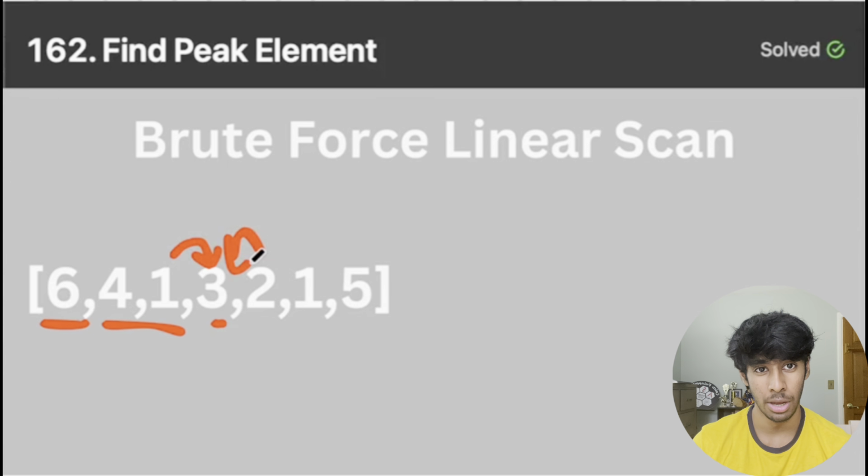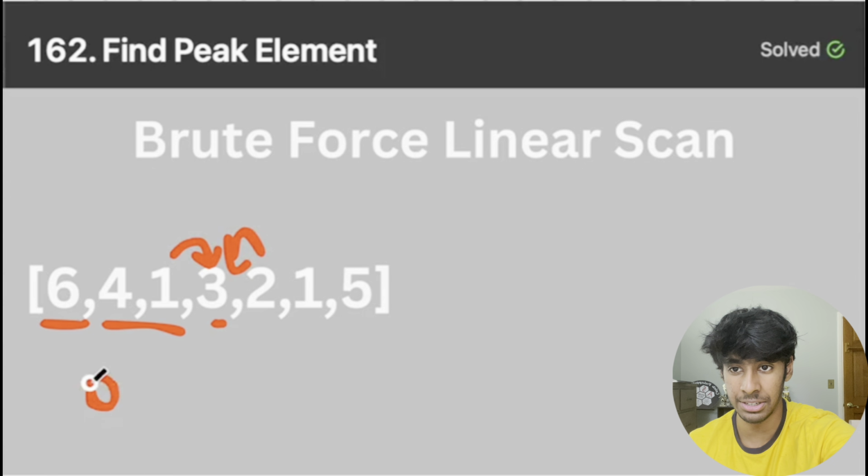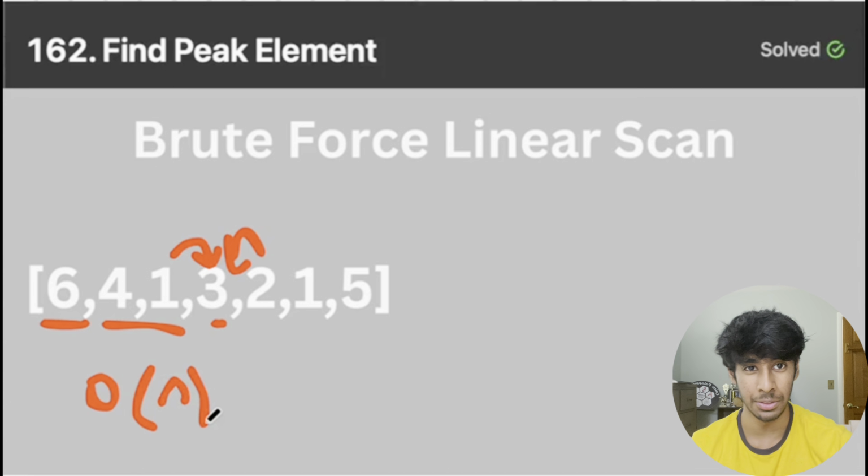So this solution would take O of n time, where n is the number of elements in the array. And that's because we're checking every single one. At worst case, it's going to be like a strictly increasing array. So the last element is the only peak element, and we're going to have to look through every single one to verify that. The solution is O of 1 space complexity, though. We don't need any extra space to do this solution.